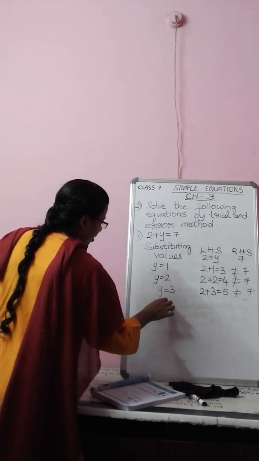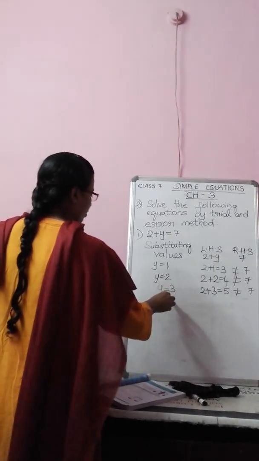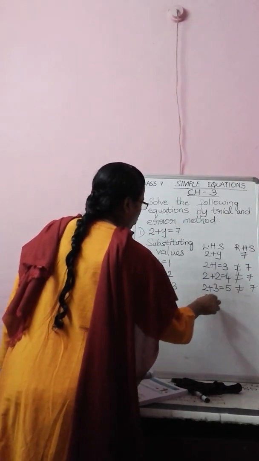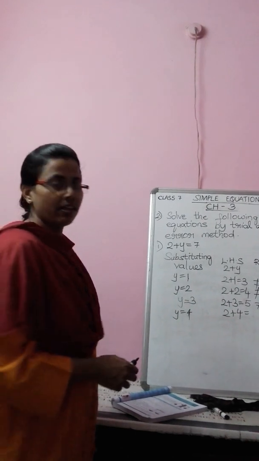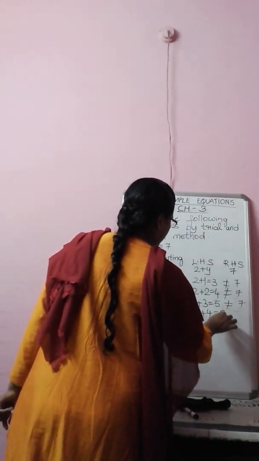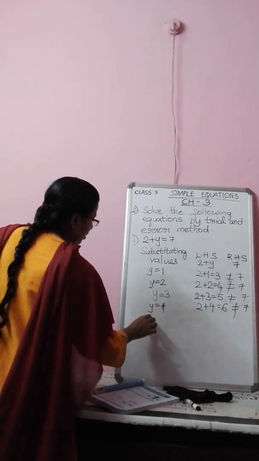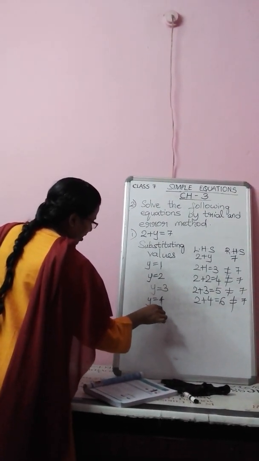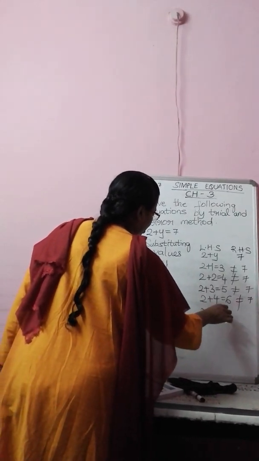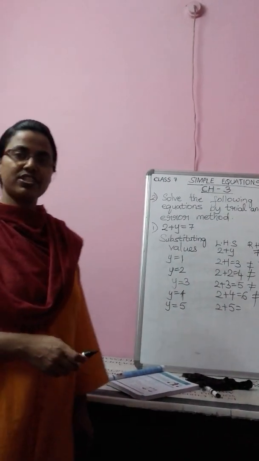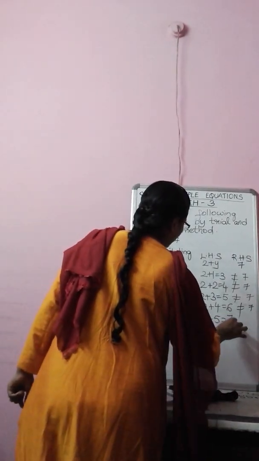Now, let us try again. Y is equal to 4. 2 plus 4 is how much? 6. Is it equal to 7? No. Now y is equal to 5, let us take. 2 plus 5 is how much? 7. Very good. You are all doing correctly.